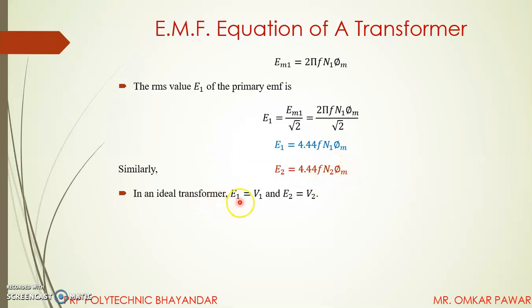In an ideal transformer, E1 is equal to V1, that is, the primary applied voltage is equal to the primary induced voltage, and E2 is equal to V2, that is, the secondary induced voltage is equal to the secondary output voltage. This is the EMF equation of a transformer.